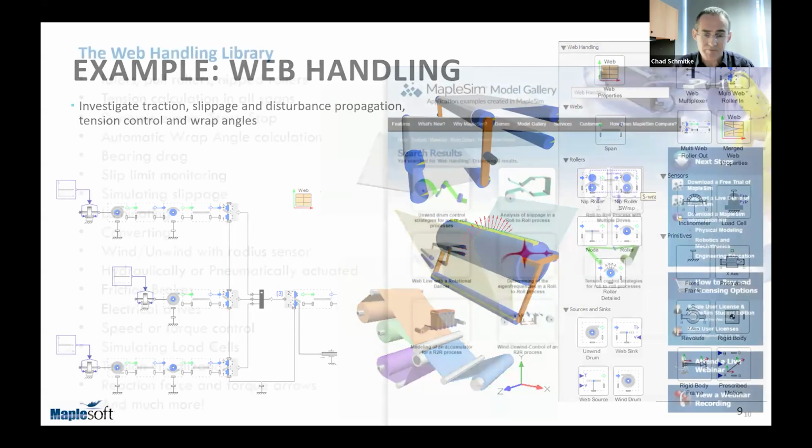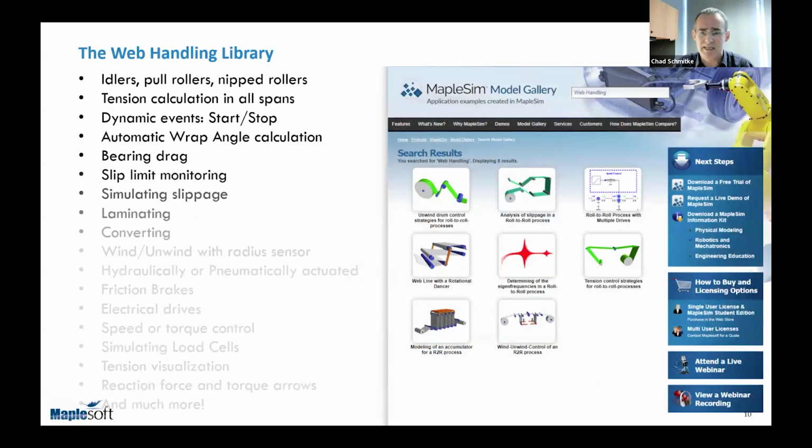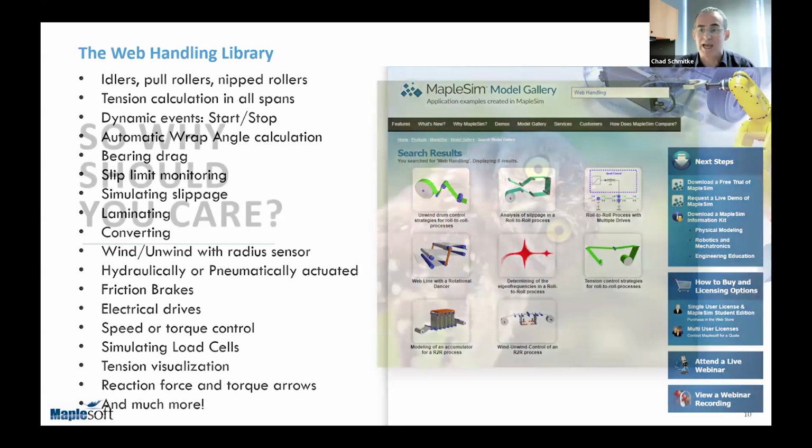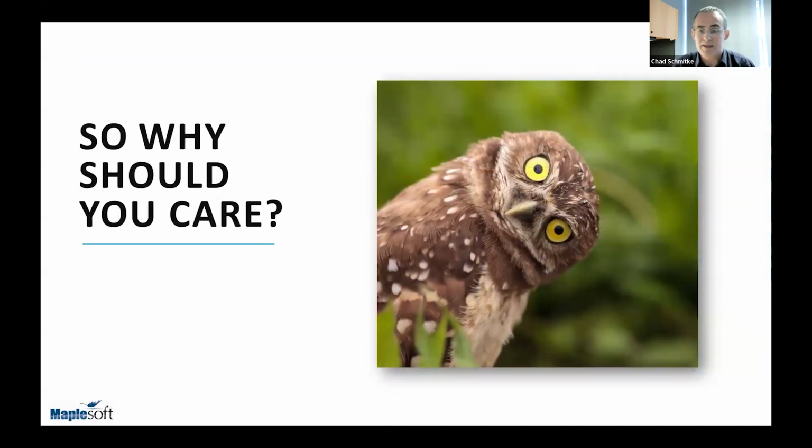But there's all kinds of problems and types of things that you can add in and take a look at. I've listed a few here. I've shown a snapshot of the model gallery if you want to go online and find more examples from us. But we'll talk more about these in a little bit more detail. I just want to give you an overview of what it is we do in the web handling world and what kind of things you could imagine we're modeling.